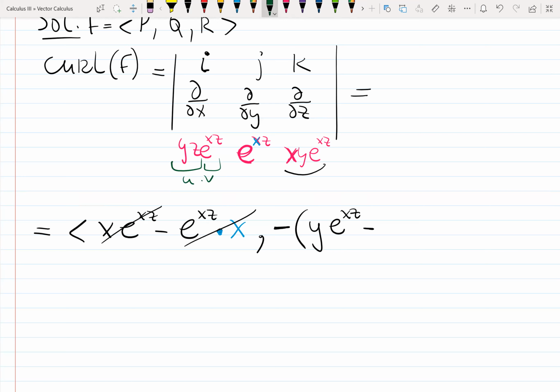U times V. Derivative of U with respect to Z is Y, copy the second function, plus YZ times e to the XZ times X by chain rule. This goes away. How about the other part? Does it go away? Some term is missing. Let me see.